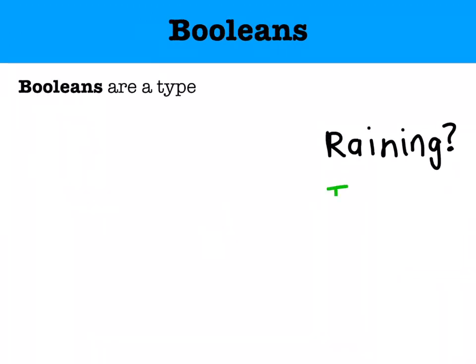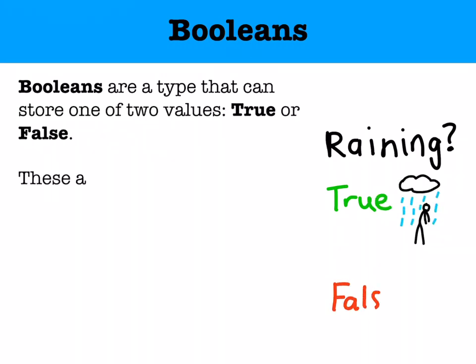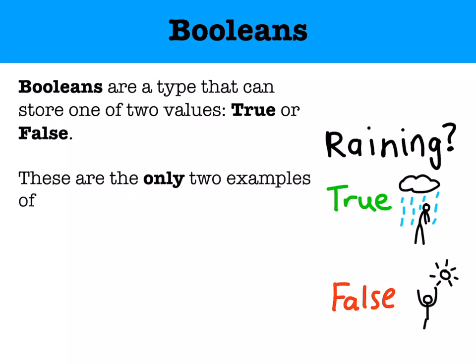Booleans are a type that can store one of two values, true or false. These are the only two examples of booleans.